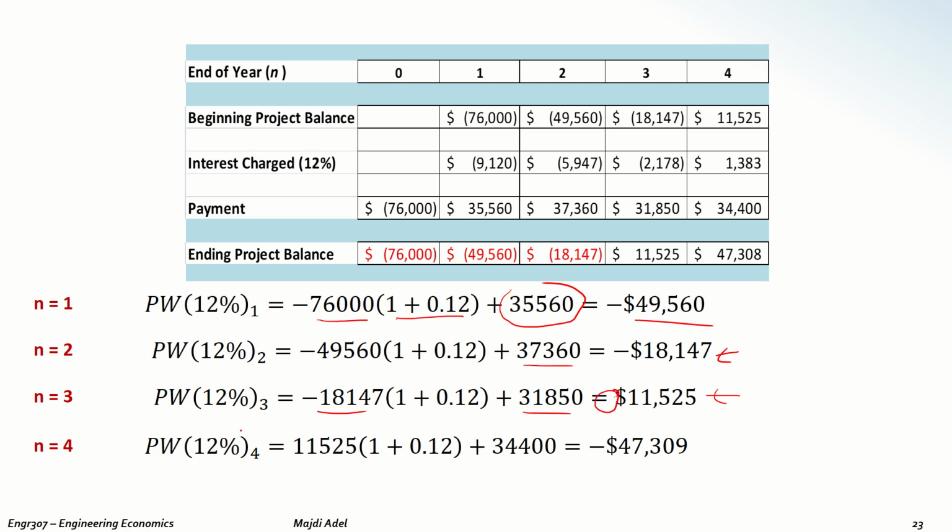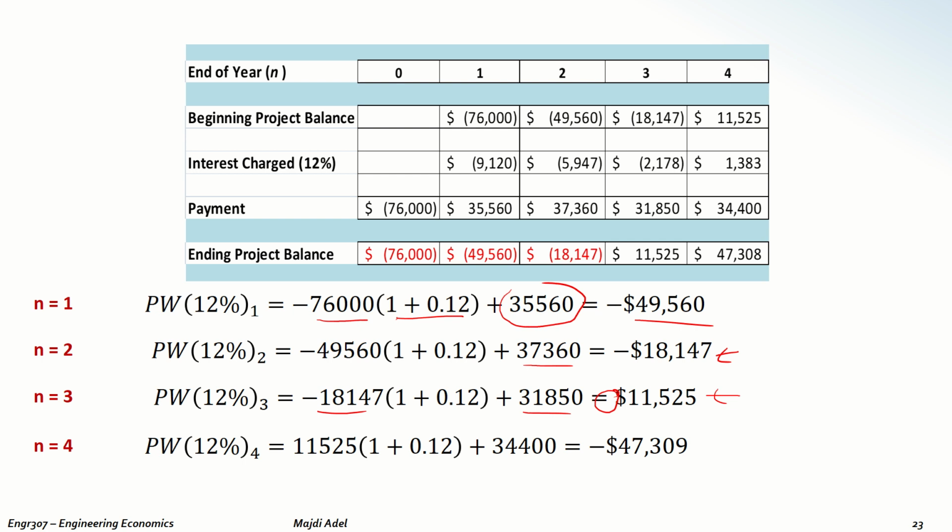It became positive. What does positive mean? I paid the loan plus the interest and I have an extra. I repaid the loan, the investment, which is 76,000 plus the interest, and I have an extra of $11,000.